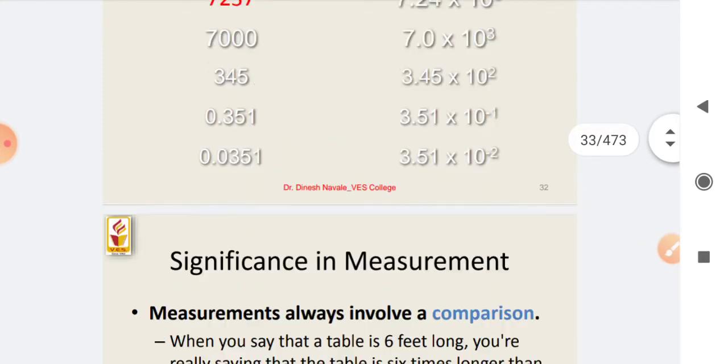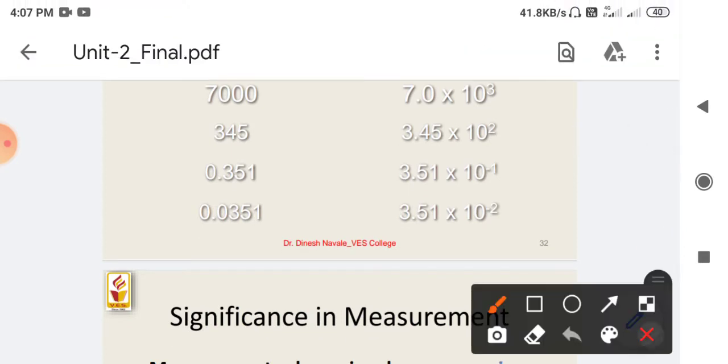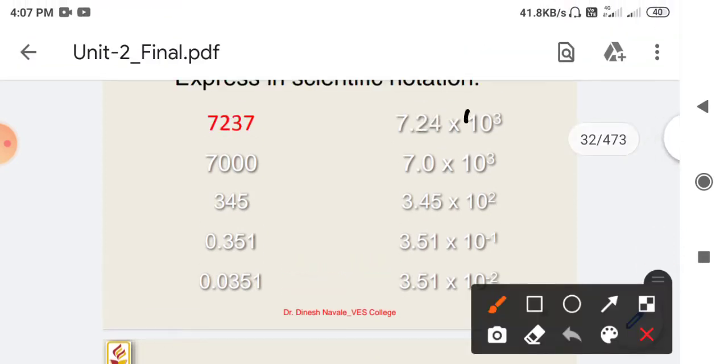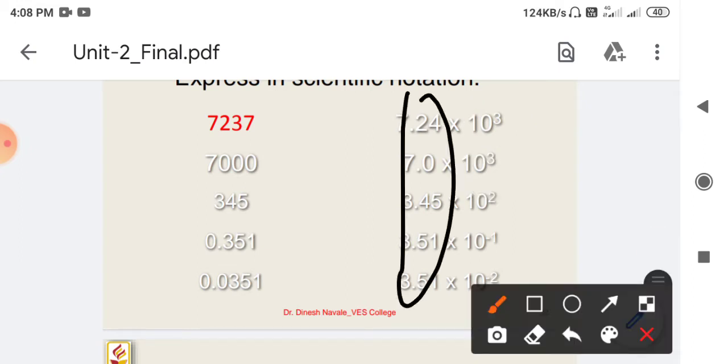So scientific notation gives you a better comparison if values are quite large. For comparing quite large values, we generally tend to only look at the powers of 10, and not these digits.